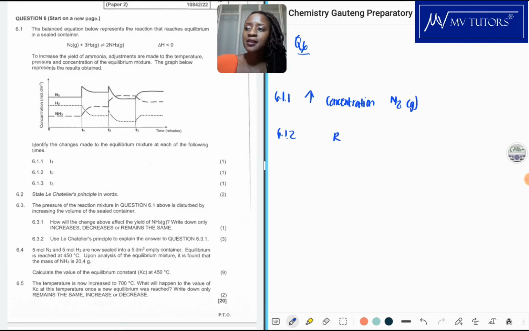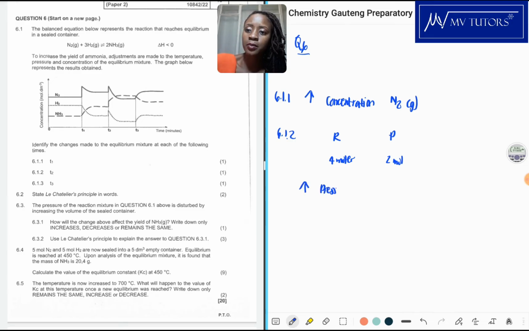So for the reactant side, we have 1 mole of nitrogen and 3 moles of hydrogen, so you have 4 moles in total. And on the product side, you only have 2 moles of ammonia. So we have 2 moles of ammonia. Now the question is, what happened for us to get an increase in ammonia? Remember, ammonia is only 2 mole. So there must have been an increase in pressure.